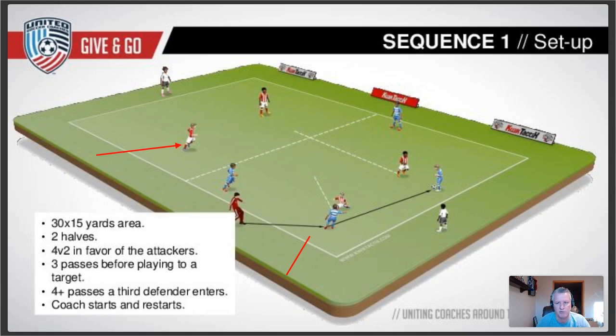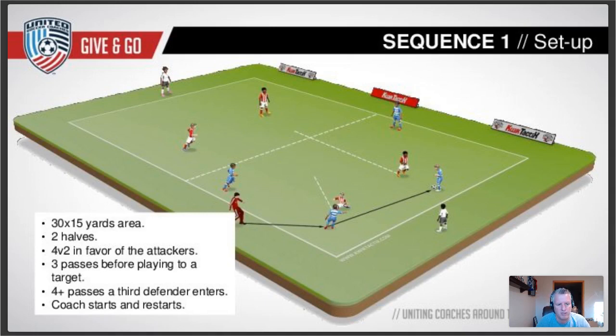So in this example, we have 4 blue players in one half of the field playing against 2 red, and then the other 2 teammates for the red team are in the other half of the field. The coach is on the sideline feeding the balls in, and there are 2 target players playing for the team in possession at either end of the field, and they cannot enter the field. And the objective is for the attacking team to make 3 or more passes before passing over into the other end of the field to the target player.